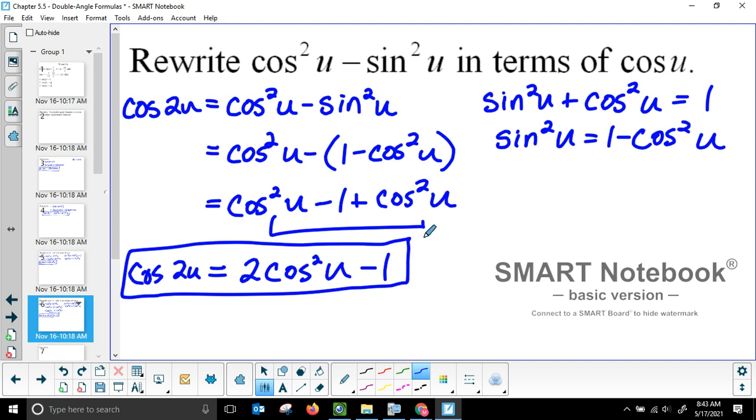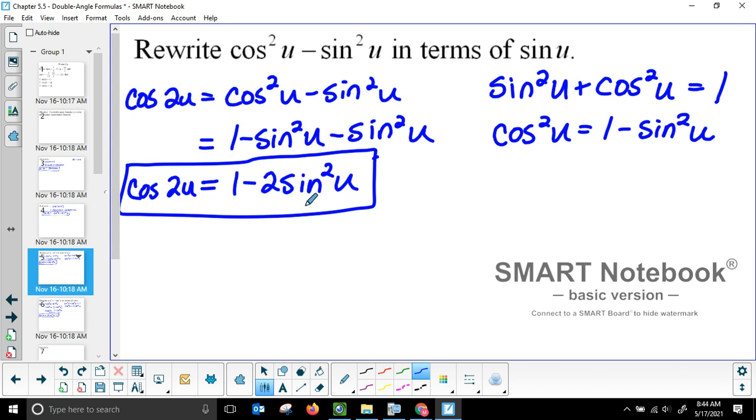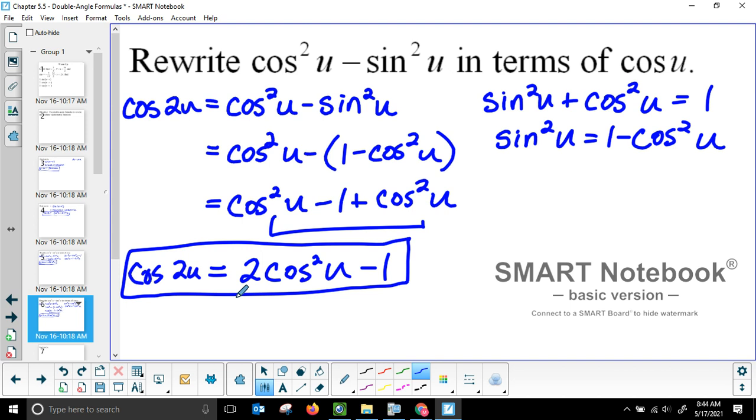All right, so that's our third and final double angle formula for cosine. So we have three, right? We have cosine of 2u is equal to cosine squared u minus sine squared u, which is what we started with up here. And then we have cosine of 2u is equal to 1 minus 2 sine squared u. And then we also have cosine of 2u is equal to 2 cosine squared u minus 1.